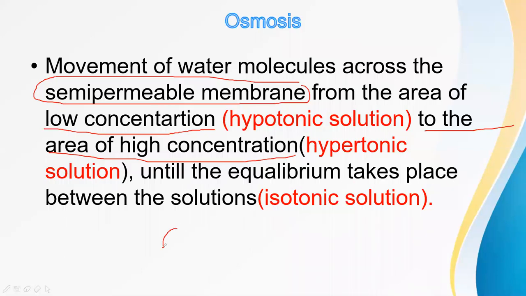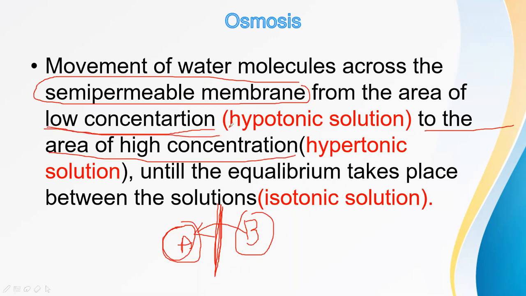As I told you, solution A is a hypertonic solution and solution B is a hypotonic solution. So the movement of water molecules from low to high will occur through the semi-permeable membrane. This will continue until it becomes like a low concentration solution, like a hypotonic solution, means until equilibrium takes place.